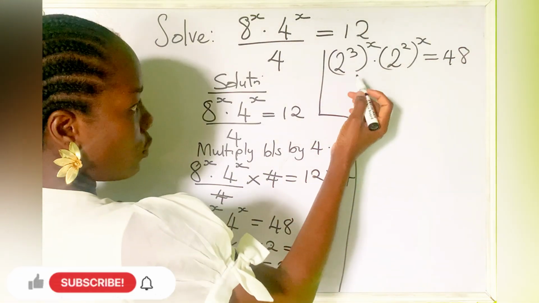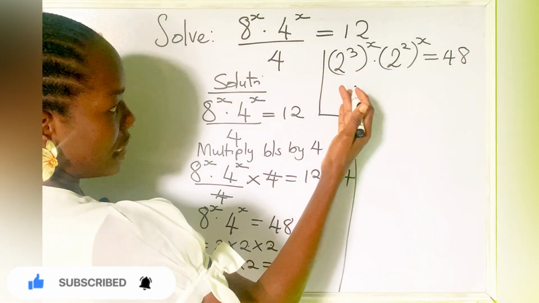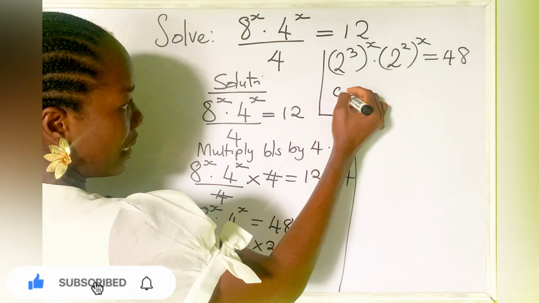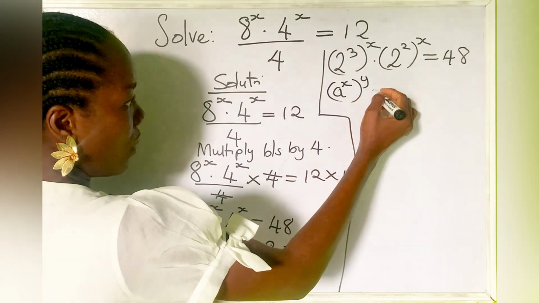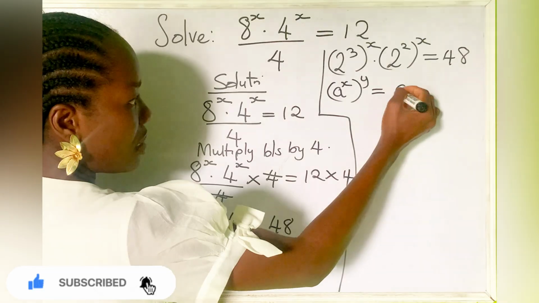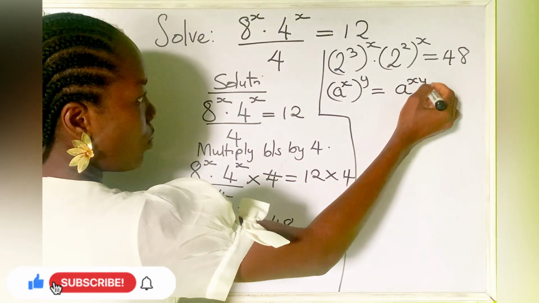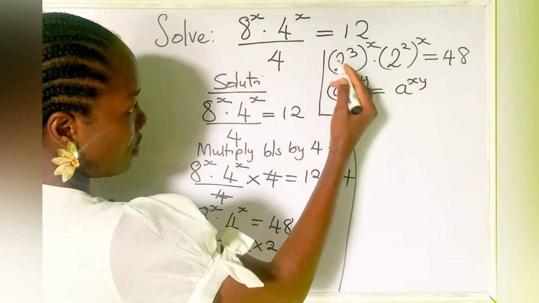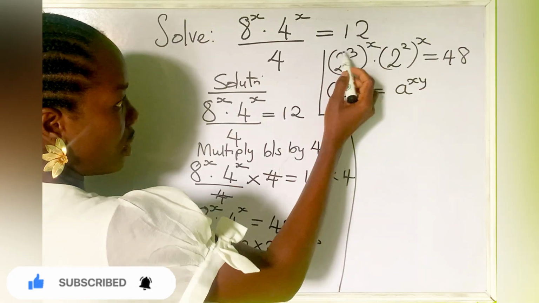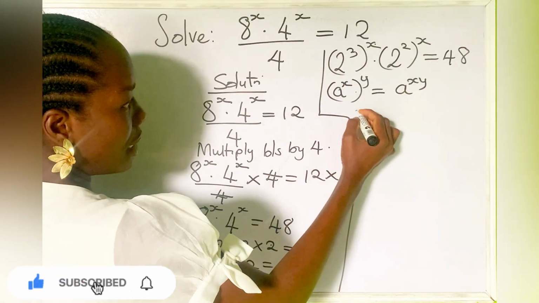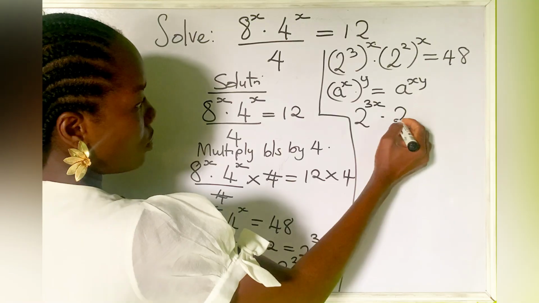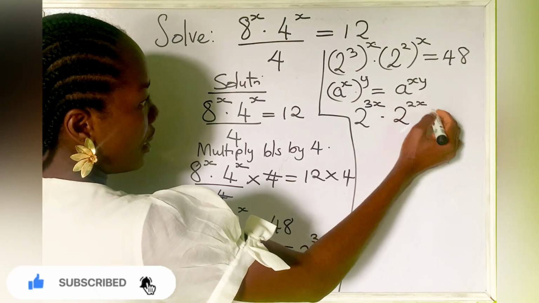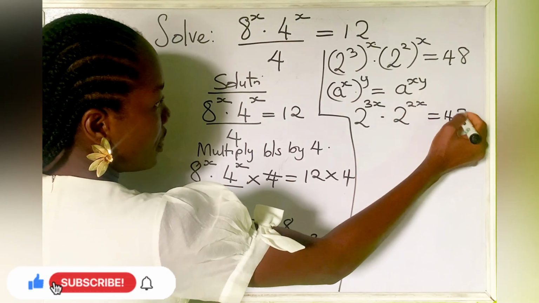Okay, so let's solve. Now, in the law of indices, when you have something like a to the power of x, close bracket, raised to the power of y, it becomes a to the power of xy. The two powers will multiply. So applying this rule here, the powers will multiply, making it 2 to the power of 3x multiplied by 2 to the power of 2x is equal to 48.